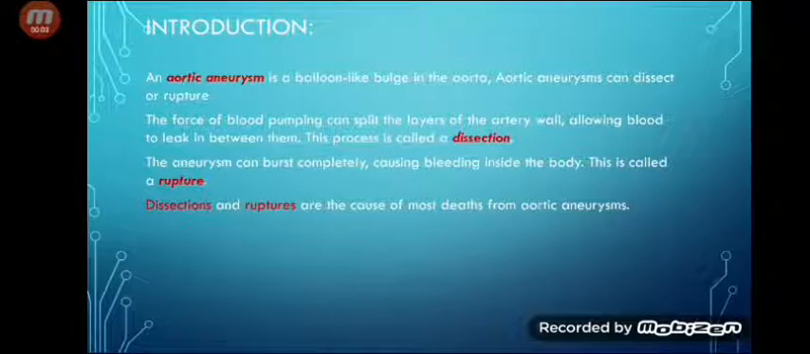Now, we will take an introduction about the subject. An aortic aneurysm is a balloon-like bulge in the aorta. Aortic aneurysms can dissect or rupture. The force of blood pumping can split the layers of the artery wall, allowing blood to leak in between them. This process is called a dissection. The aneurysm can burst completely, causing bleeding inside the body. This is called a rupture. Dissections and ruptures are the cause of most deaths from aortic aneurysms.